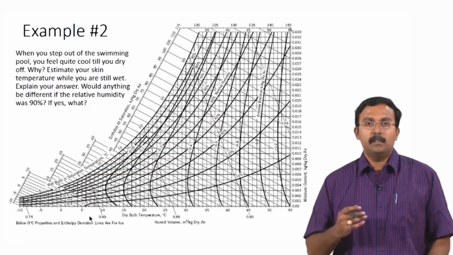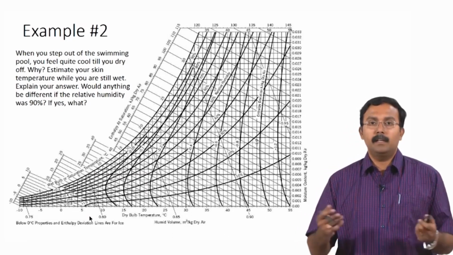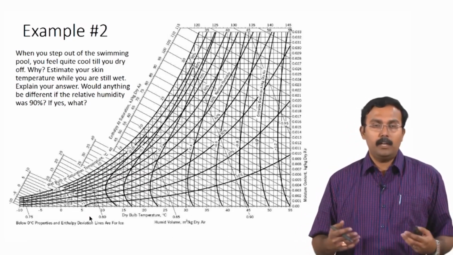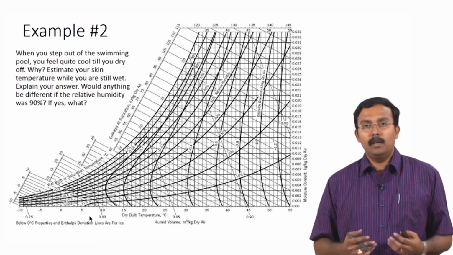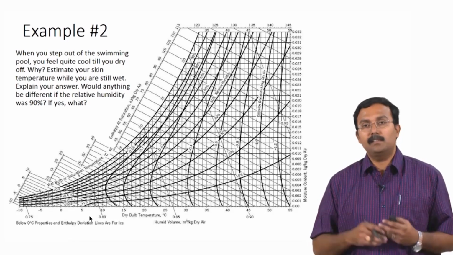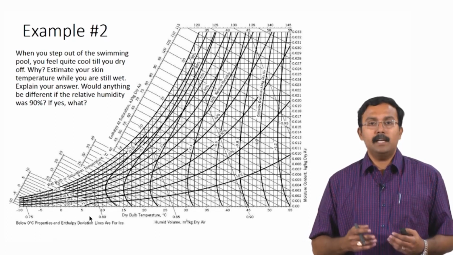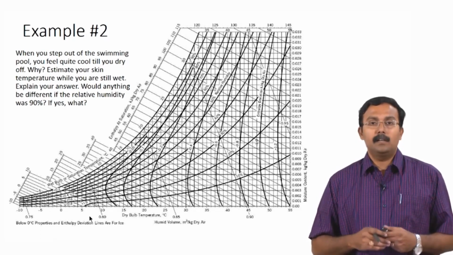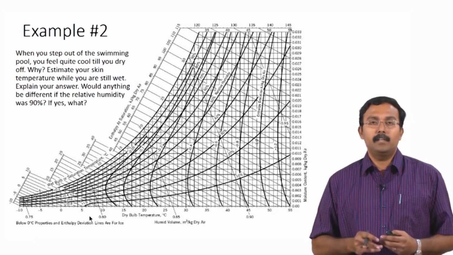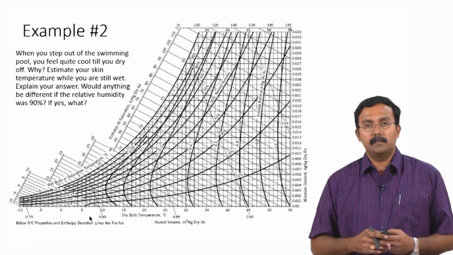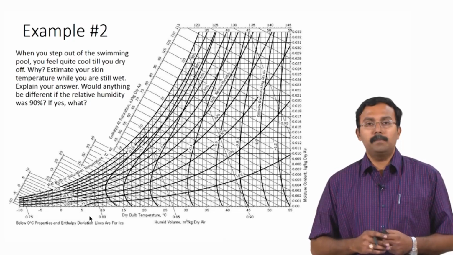The next aspect is, let us say you are in a swimming pool. You are swimming and then you come out, and before you use a towel to dry yourself off, you will feel cold in this weather where you have 21 degrees Celsius and 40% relative humidity. Why do you feel cold? And can you estimate your skin temperature while you are still wet? And would you be able to explain your answer? Would anything be different if the relative humidity was 90%? If yes, why? So, now let us see this problem step by step.